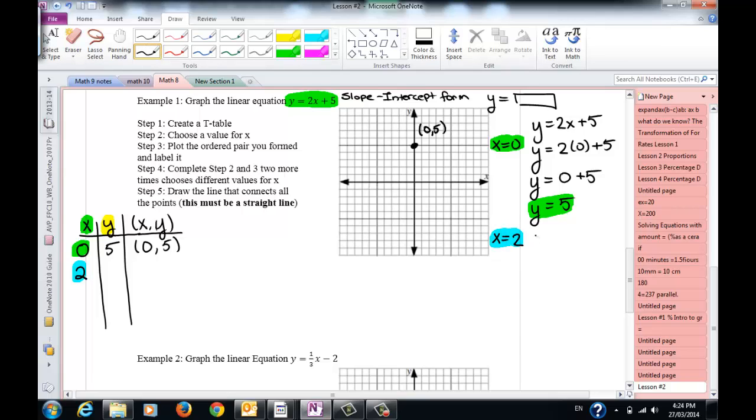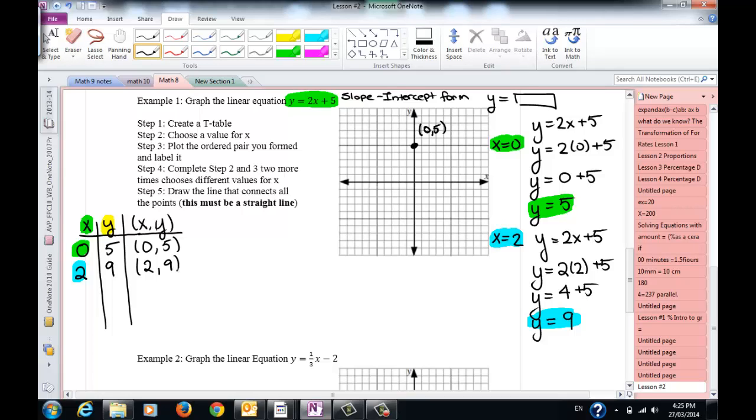And now wherever I see the x in my equation, y equals 2x plus 5, I'm going to substitute x equals 2. So I have y equals 2, x is now 2, plus 5. Y equals, and again, we're following BEDMAS rules, so I have to do multiplication first. And then I get y equals 4 plus 5 is 9. So when x equals 2, y equals 9. My ordered pair is when x equals 2, y equals 9.